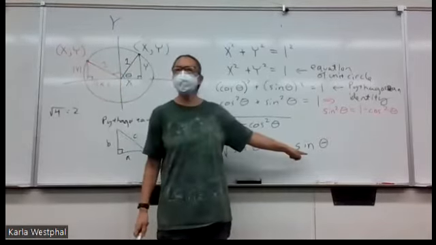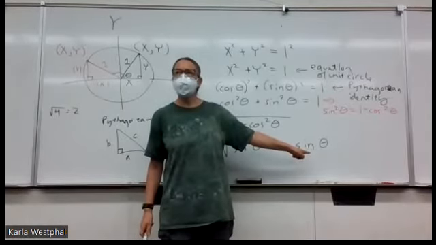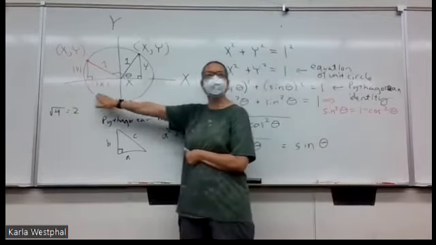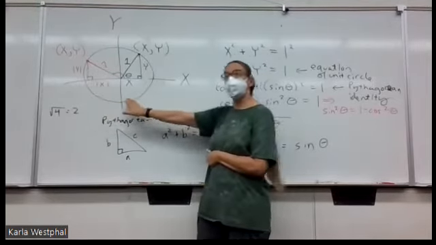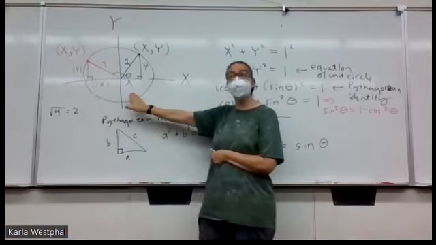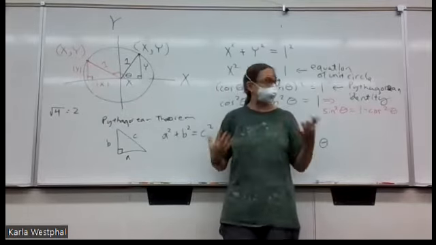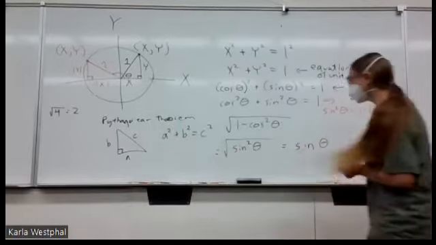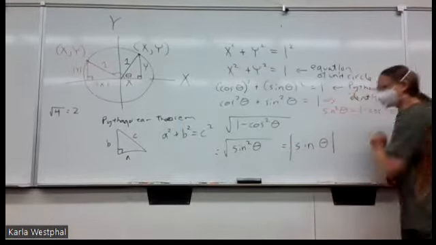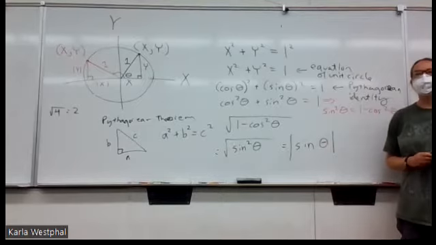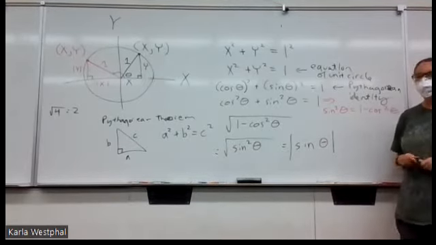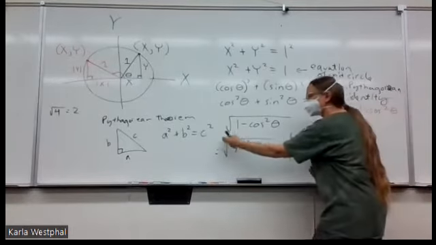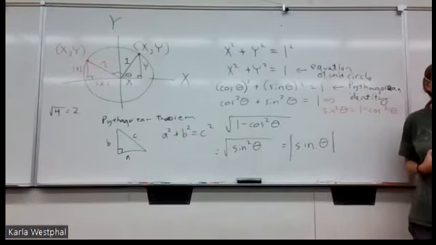Can sine be negative? It can, because sine is the y value where we intersect the unit circle. So if my angle happens to land in quadrant 3 or 4, that y value, that sine of theta, is going to be negative. So I have to be careful here. I have to just say it's the absolute value of sine of theta. That way, it's never negative. Principal square roots are never negative.